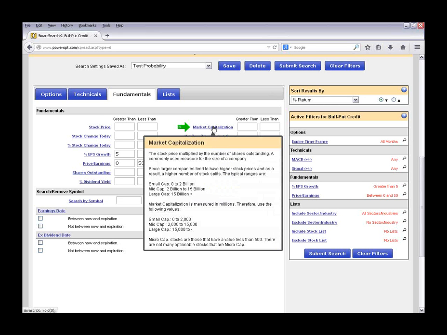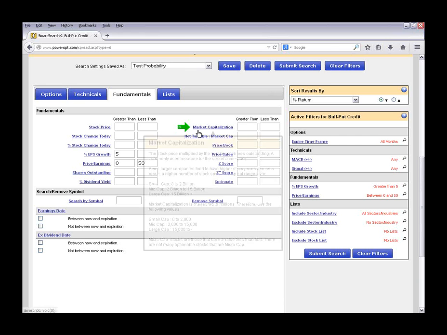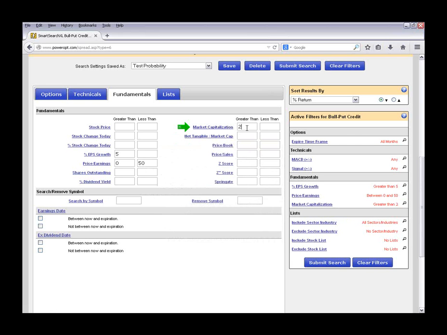Let's hover over market capitalization. Anytime you hover over a filter, it gives you a description of the basic filter and criteria you might want to use. And here we see the mid-cap range for a mid-cap or larger stock is 2 billion to 15 billion. Since the Power Options filter is measured in thousands, if we wanted to look for mid-cap or larger, we're going to look for a market capitalization of 2,000 or greater. So let's just plug that in.